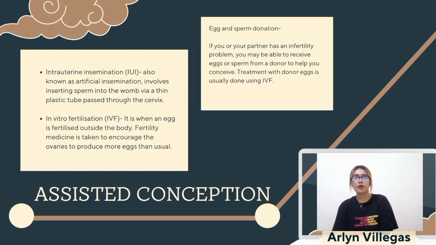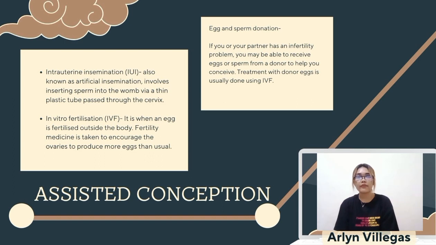The last form of treatment in infertility is assisted conception. The first one is intrauterine insemination, or IUI. It is also known as artificial insemination, which involves inserting sperm into the womb via a thin plastic tube passed through the cervix. Sperm is first collected and washed in a fluid, and the best quality specimens are selected.